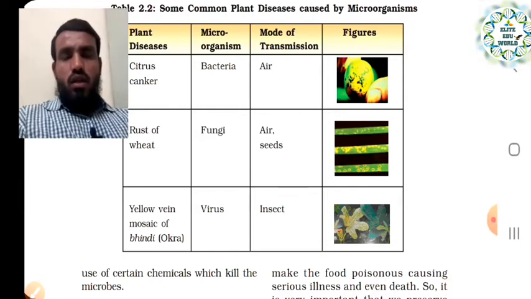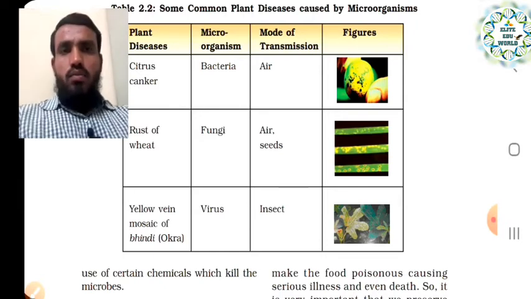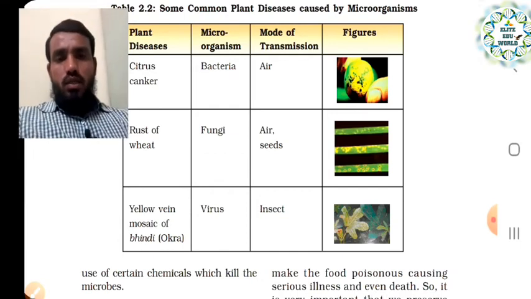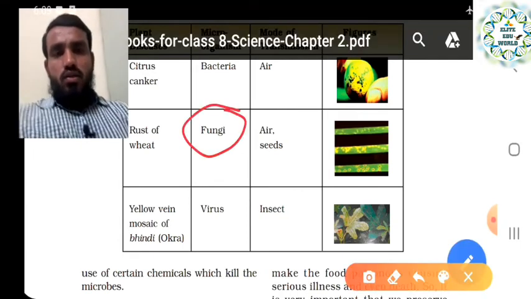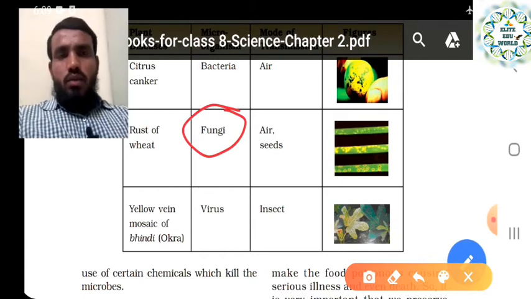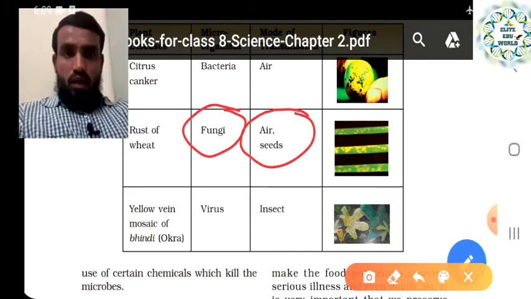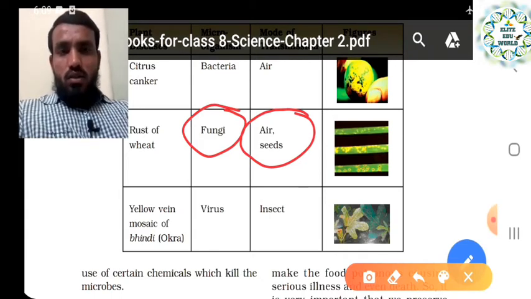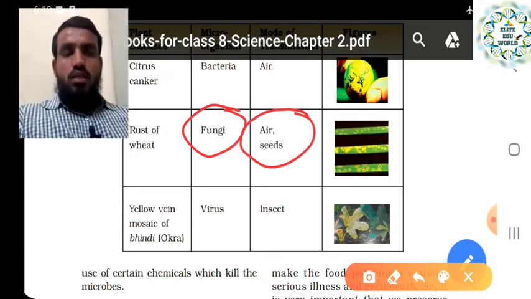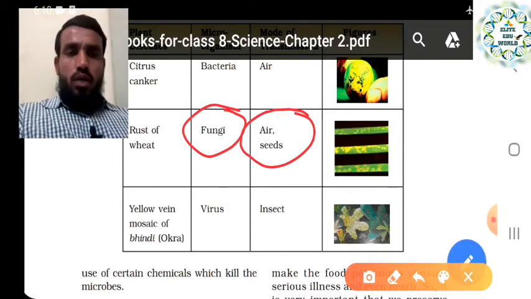Rust of wheat is the name of a disease in the plant. It is caused by a fungus. How can it be transferred? Through air or seeds. With the help of air it can be transferred, or through seeds if we are using seeds infected with rust of wheat disease. So the next generation will also have this kind of disease. So with the help of seeds also, this disease can be transferred from one plant to another plant.